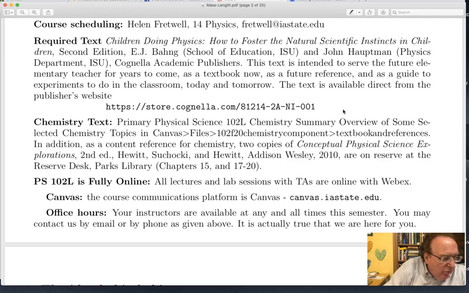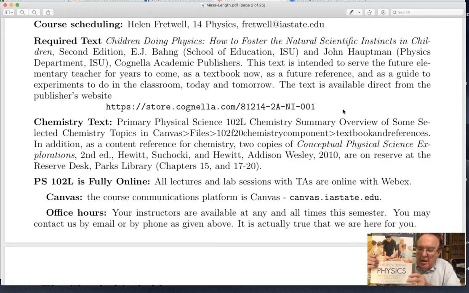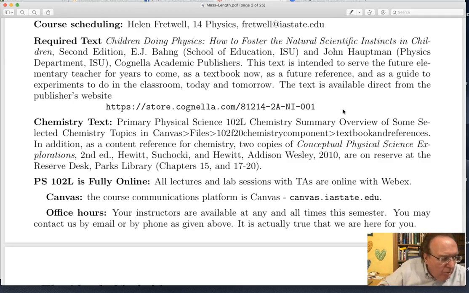And let me just hold this up. Here it is. That's what it looks like. Children Doing Physics. It's paperback, you can see it's not hardbound, and it's in color. So it contains a lot of things. I won't start talking about this textbook now, but it is the backbone of the physics part of this course.